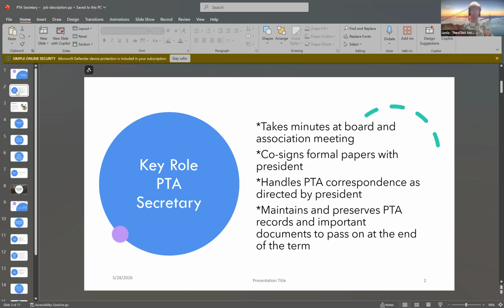You maintain and preserve the records, the PTA records, any documents, anything that is relevant to your term, and you'll pass that on at the end of your term to the incoming secretary. So keep that in mind. Minutes are kept forever. So always send an electronic version, they need to be approved anyway. And then again, I mentioned keeping just a physical record. I do that. I don't know if it's required anymore.